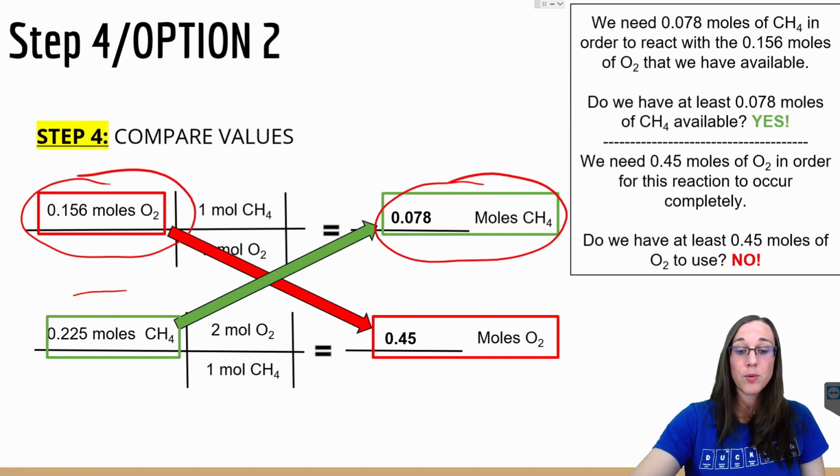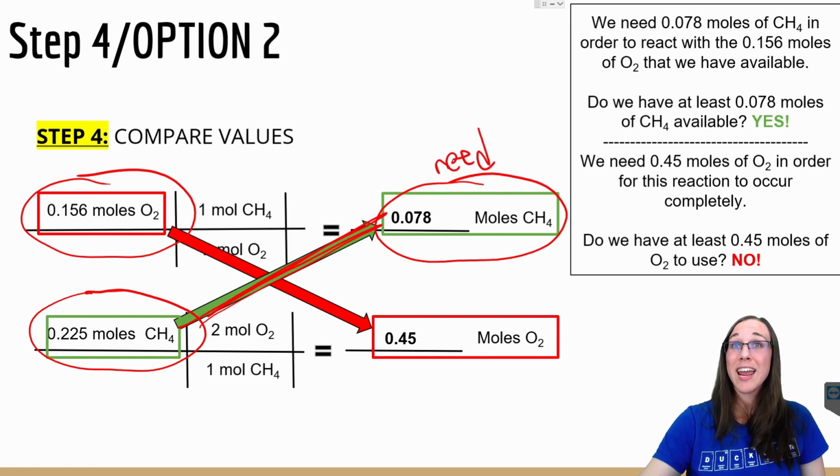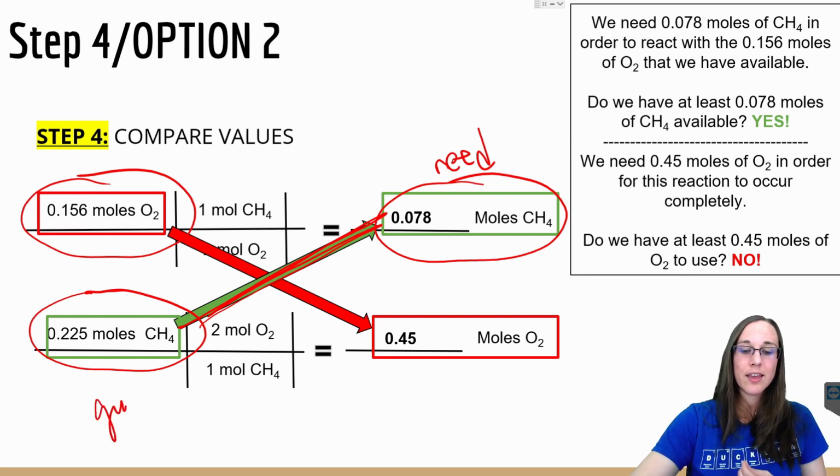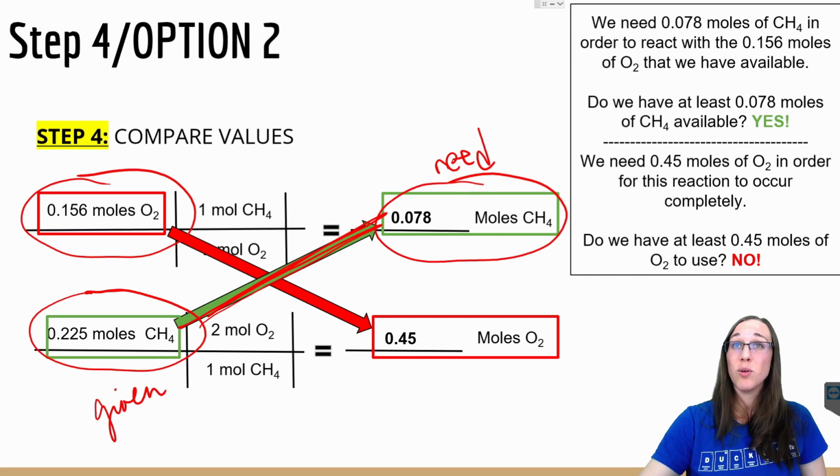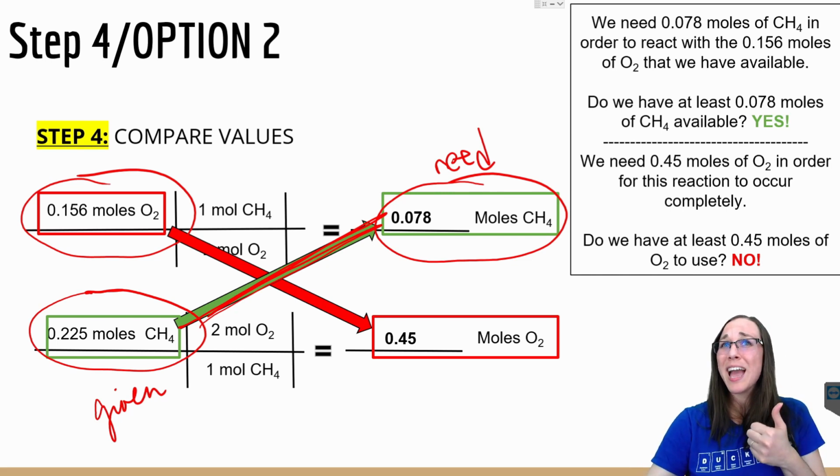Well, this is what we were given. So if we compare these two, we see that we need 0.078 moles of methane for it to happen, and we were given 0.225 moles of methane. Yes, we're in good shape. We definitely have more than enough methane in order for this to happen.